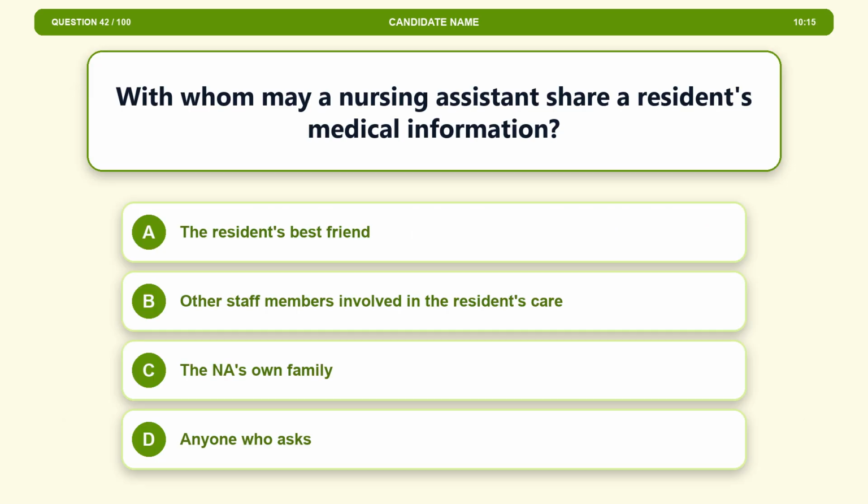Question 42. With whom may a nursing assistant share a resident's medical information? Option A. The resident's best friend. Option B. Other staff members involved in the resident's care. Option C. The NA's own family. Option D. Anyone who asks.